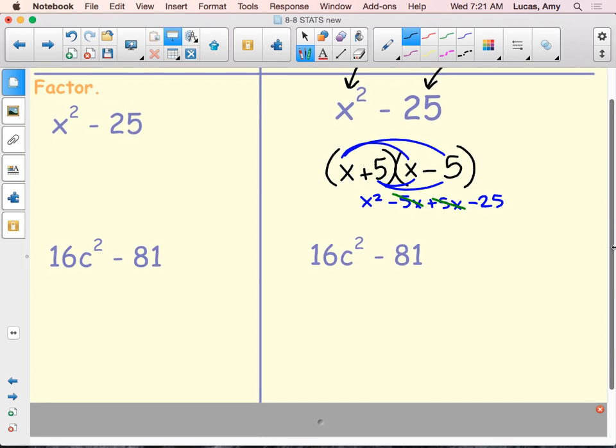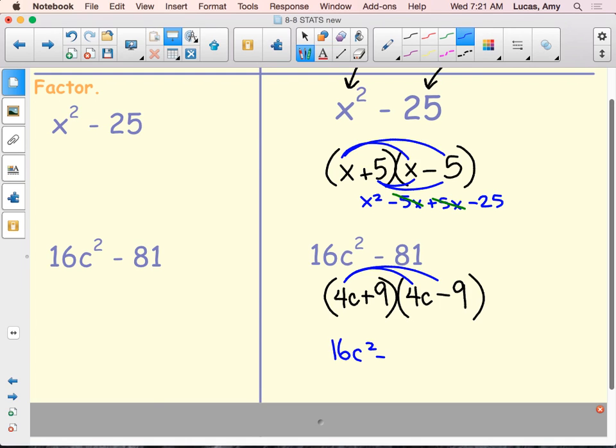My next one, 16c squared is a perfect square for 4c, and 81 is a perfect square for 9. One plus, one minus. You can FOIL it to check. That's not required though. 16c squared minus 36c plus 36c minus 81. And the middle terms cancel. So 16c squared minus 81, we factored correctly.